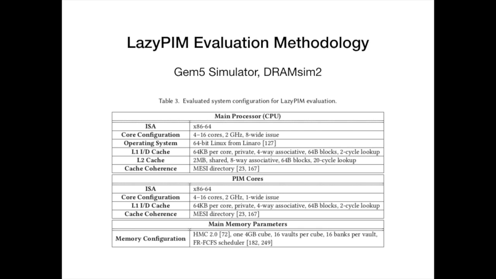The main processor is set to use 4 cores, 2 GHz, 64-bit Linux, 64 kilobytes level 1 cache per core, and 2 megabytes level 2 cache. There are 4 PIM cores, 2 GHz, 64 kilobytes per core level 1 cache, and the main memory is HMC 2.0, 1 4 gigabyte cube, 16 vaults per cube, 16 banks per vault.